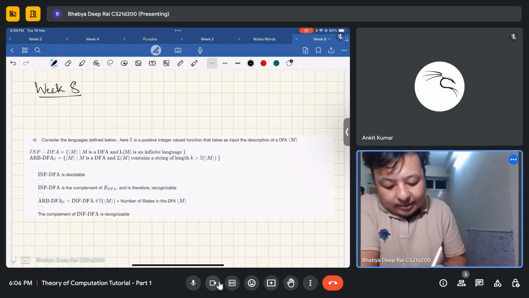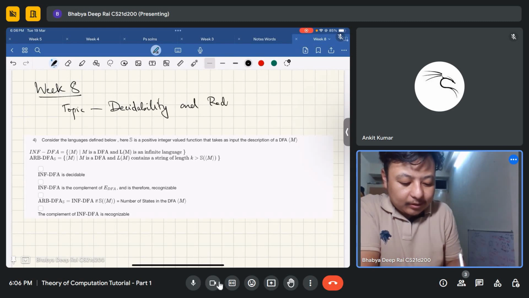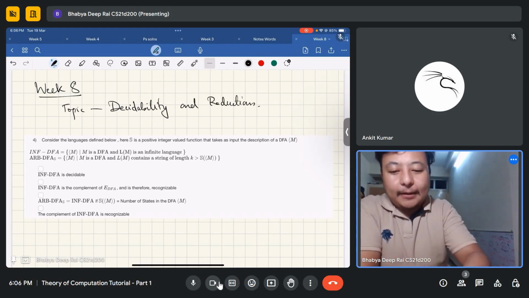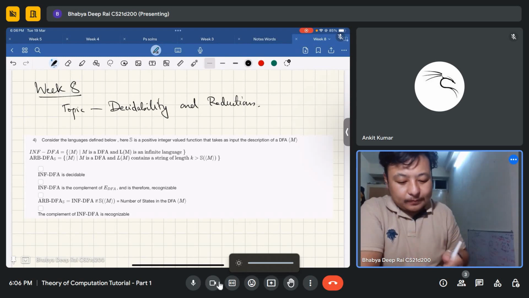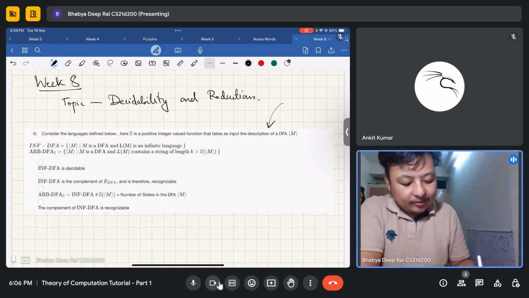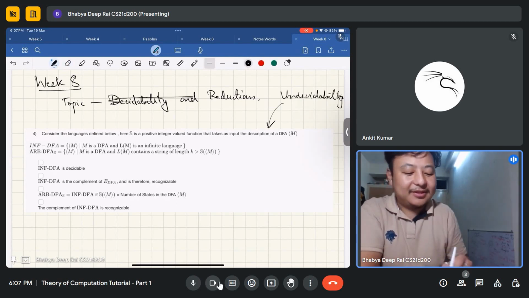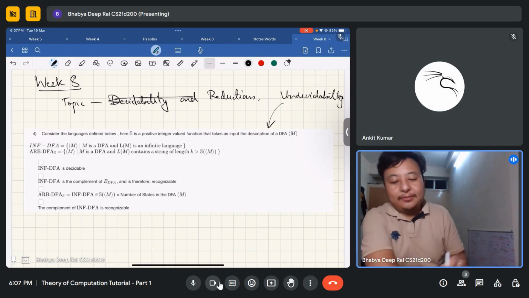So yeah, let's begin. This week's topic is decidability and reductions. Last week's topic was undecidability. Or simply, this week's topic is on reduction. Okay, so let me start.